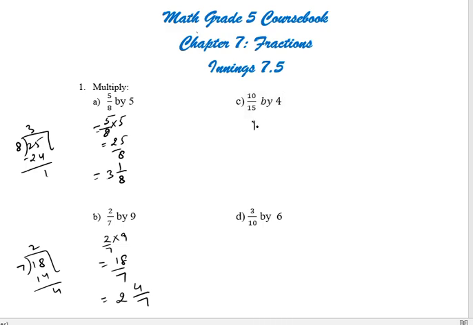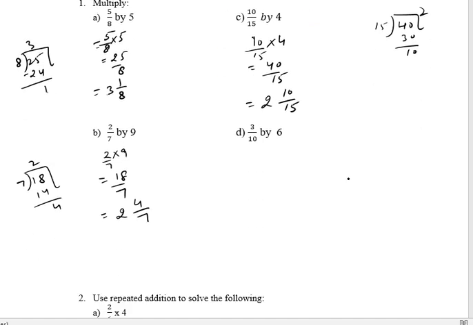10 upon 15 by 4. So 10 upon 15 into 4, it is 40 upon 15. So if we divide 40 by 15, 15 twos are 30, remainder is 10. So it will be 2 quotient, 10 remainder, 15 as a denominator.